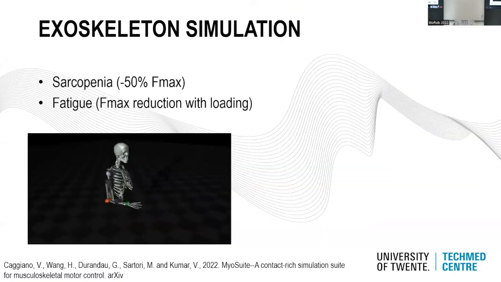Then we simulated an exoskeleton using the controller that I presented before. We basically gave back the estimated joint torque with a support ratio as assistance. And we tried that on 3 different conditions. The first one was the healthy model. Then we also implemented a sarcopenia model where we reduced muscle forces by 50%, so the Fmax of the muscle model is reduced by 50%. And a fatigue model where Fmax was reduced over time depending on the loading that was applied on the muscle.